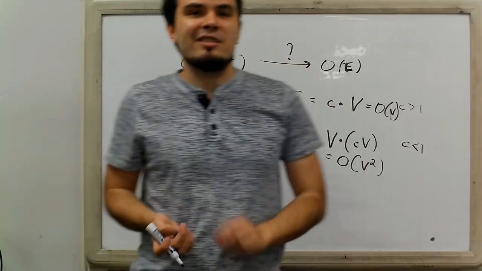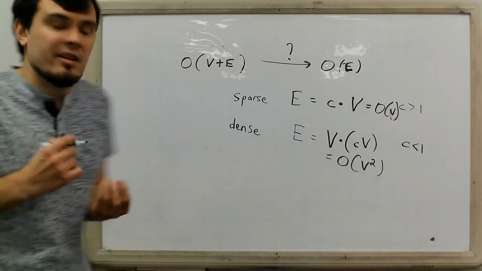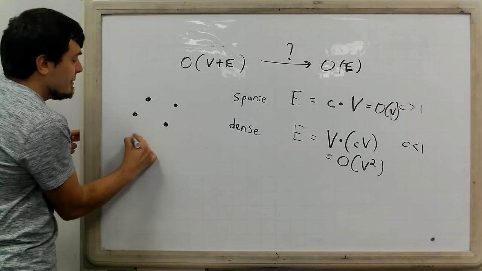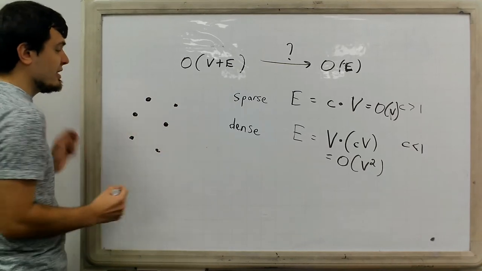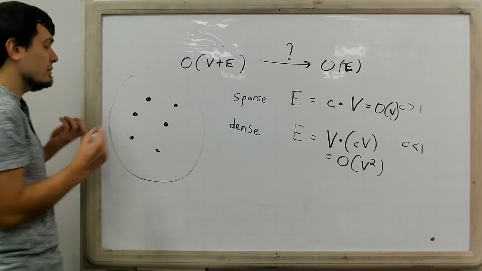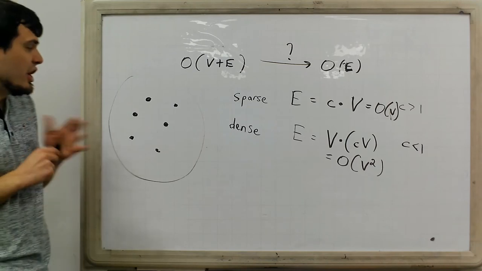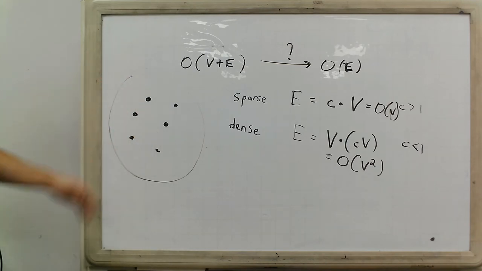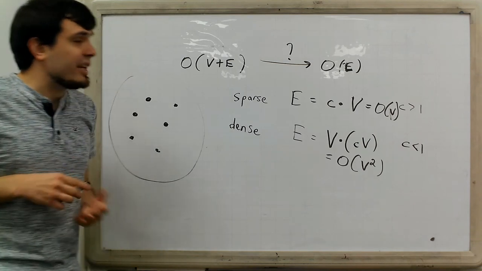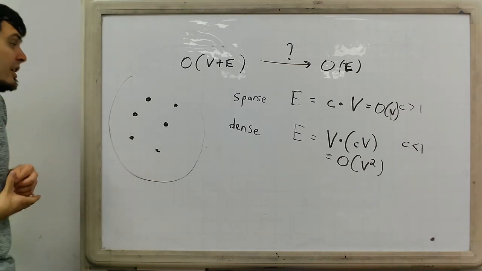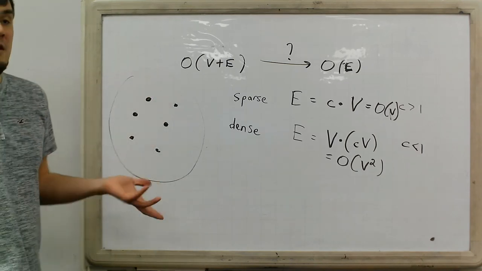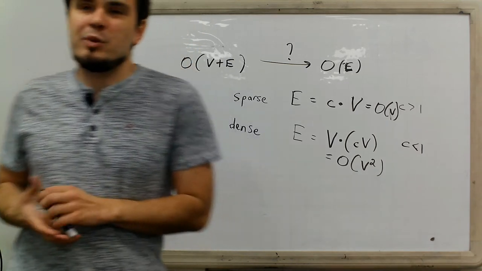Now, why do we write it as V plus E? Because in theory, you can have a graph that is completely disconnected, right? You could have a graph where this is your whole graph, and you wouldn't know that there are no edges in this graph until you actually visit a vertex. So if you want to run a connected component or something like that, you will have to visit every vertex in the adjacency list just to check that its adjacency list is empty. And that's where you get the V term.